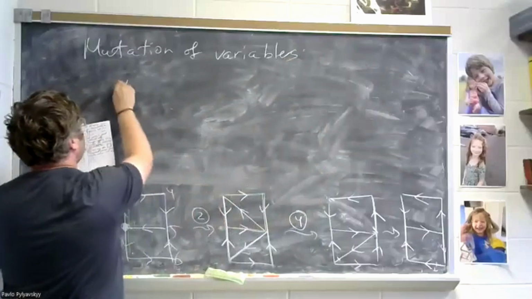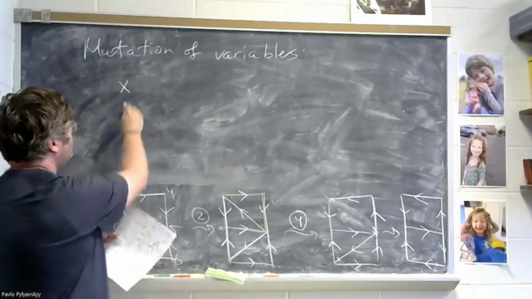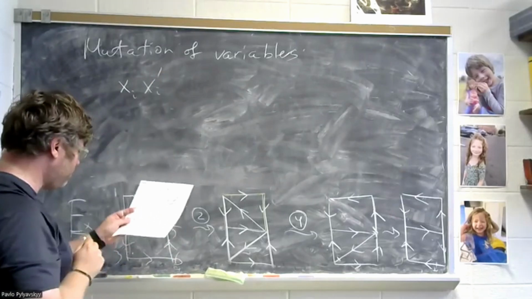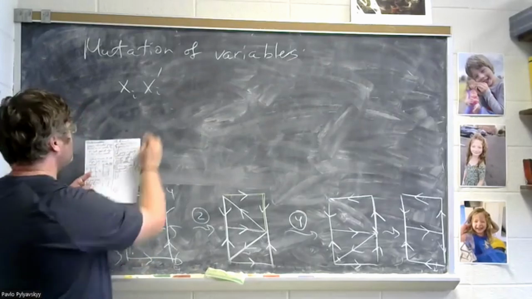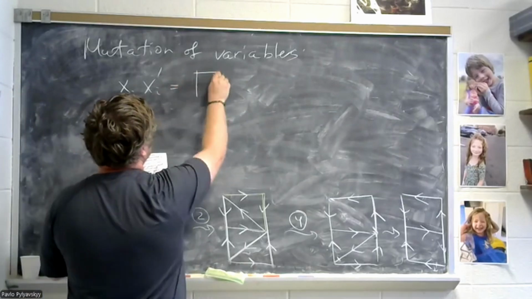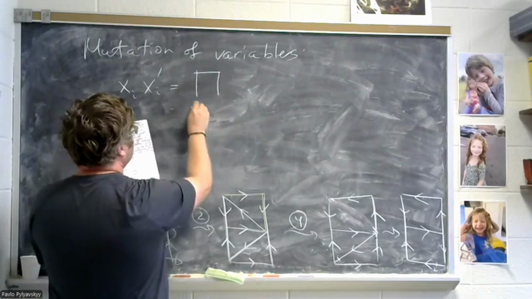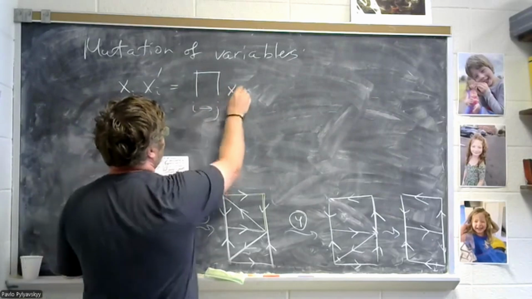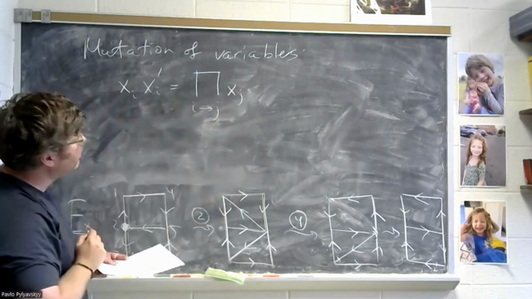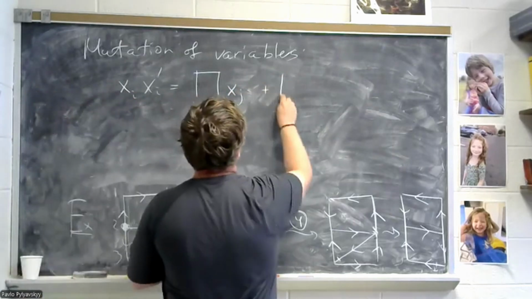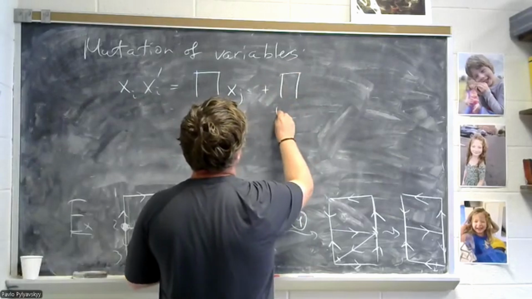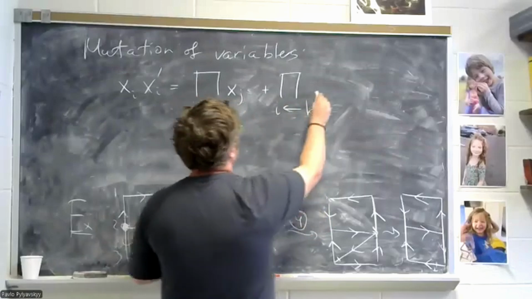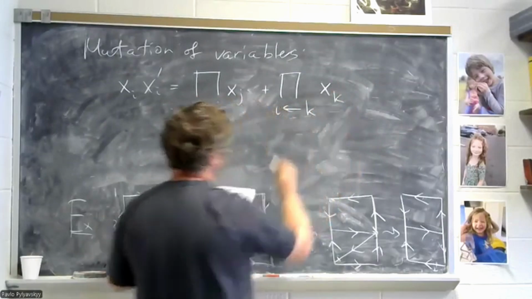The rule is like this: if you mutate at vertex i, then the old value xi times the new value, which is xi prime, let's denote it xi prime, is equal to the sum of two monomials. First one is the product of all arrows going out of i, whatever stands on the other end of the arrow. And the other one is the product over all arrows coming into i, the product of whatever stands on the other end of the arrow.